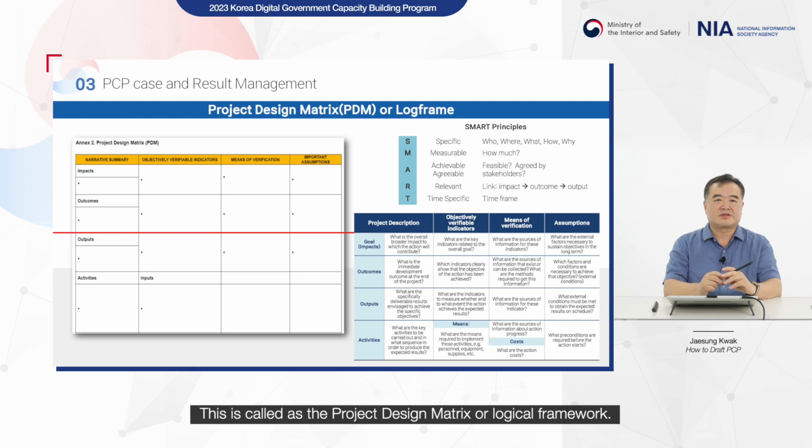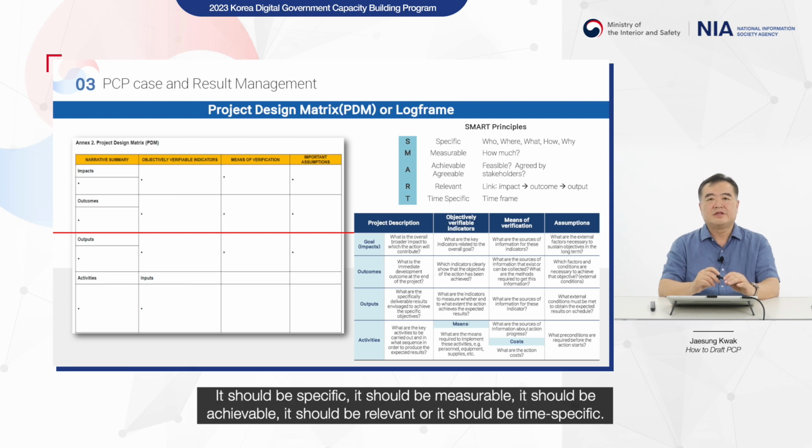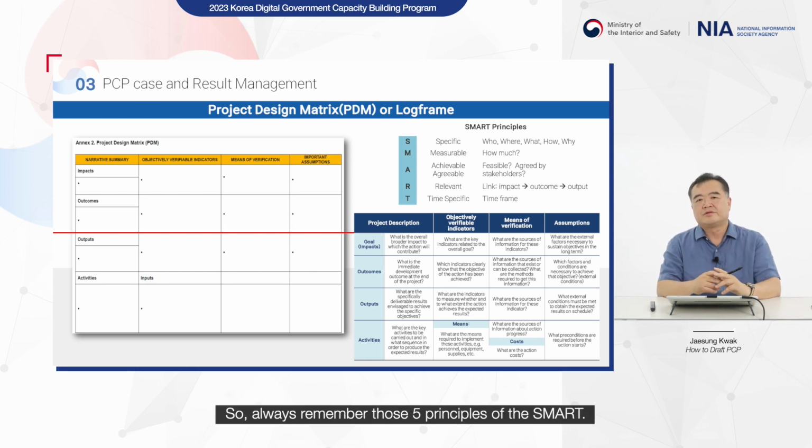This is called the project design matrix or logical framework. So on your right side, I listed some examples of principles for drafting the project concept paper, which are the SMART principles. It should be specific, it should be measurable, it should be achievable, it should be relevant, and it should be time specific. So we always remember those five principles of SMART.